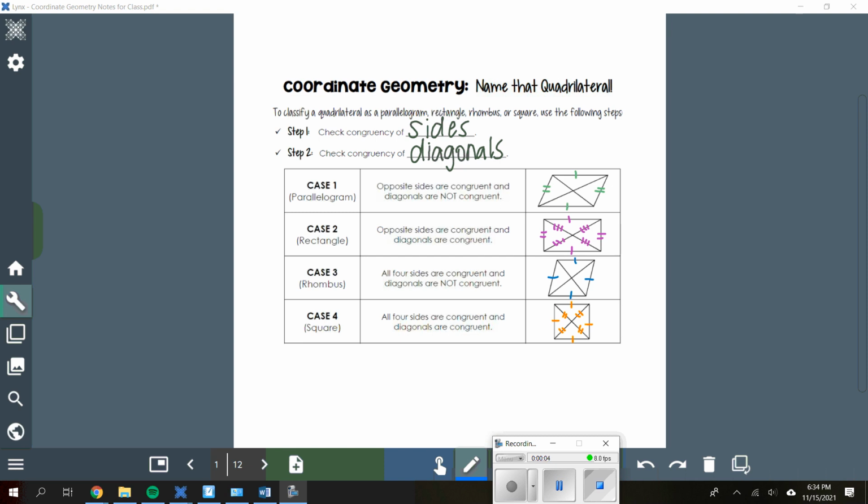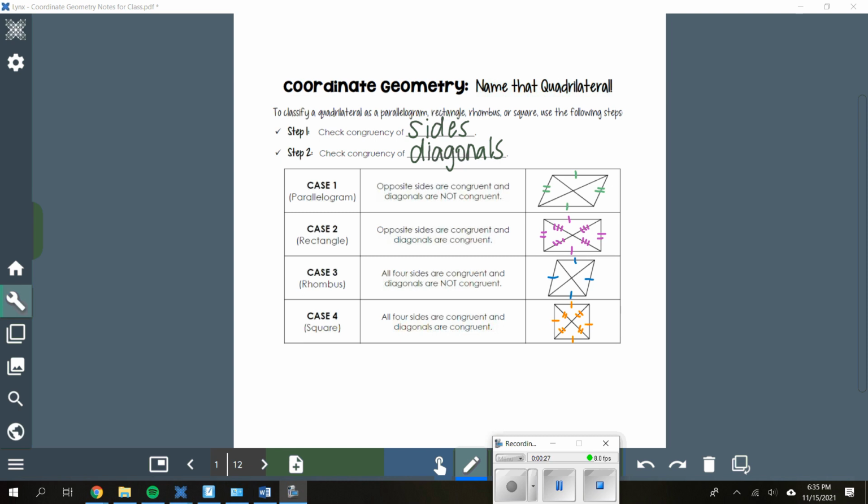Today's lesson is going to cover coordinate geometry. So first we're going to cover just being given 4 coordinates and trying to decipher what type of quadrilateral it is. Our first step for doing this is we're going to check our side lengths. And then our second step is we're going to check our diagonal lengths. Since we're finding lengths, we're going to use the distance formula.